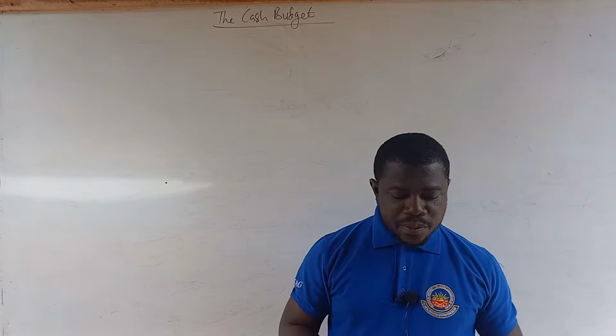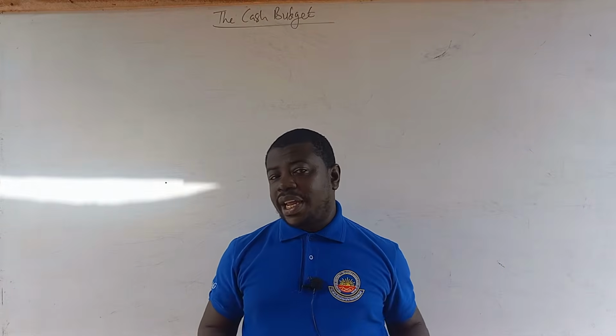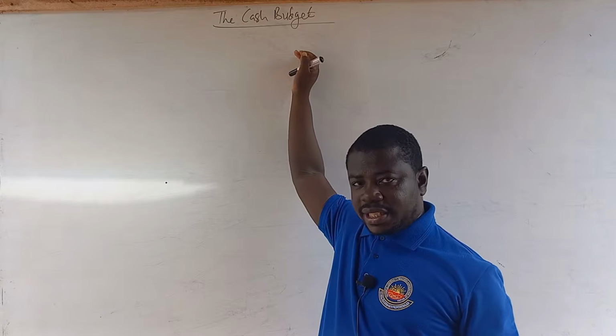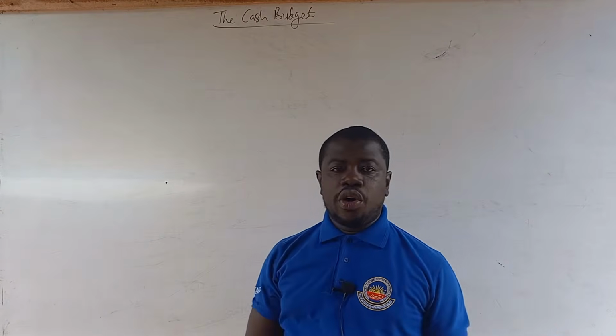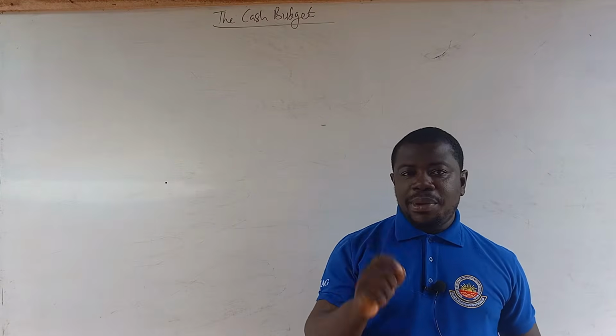And then the final one says that the cash balance on October 1st amounted to 10.5 million Ghana cedis. You are required to prepare a cash budget for Unity Company Limited covering the last quarter, October to December 2022. Use any approach that you are familiar with, but show workings. All right. So this is the question. What they mean by the approach is that, when I was teaching you the cash budget, I said there are times where you begin with the opening balances, and there are times where you do all the balancing off at the end. So those are the two approaches. You can use any one that you are okay with, but make sure you show all workings.